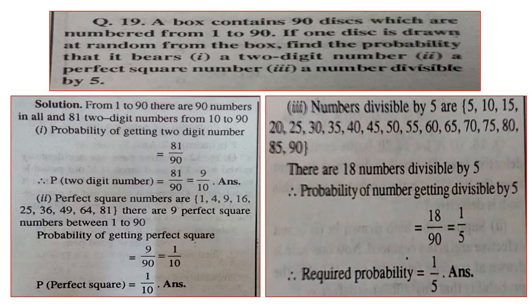Question number 3. A number divisible by 5. A number divisible by 5 is nothing but the multiples of 5. So the multiples of 5 from 1 to 90 are listed, and there are 18 numbers divisible by 5 from 1 to 90. Therefore, the probability of getting a number divisible by 5 is equal to 18 by 90, that is equal to 1 by 5.